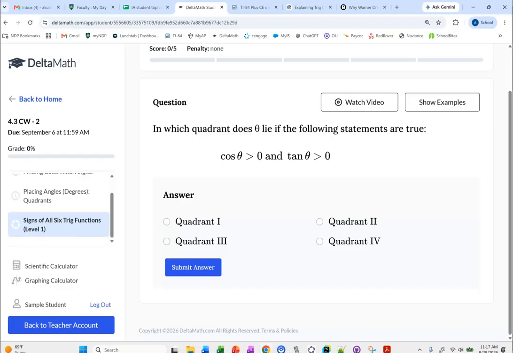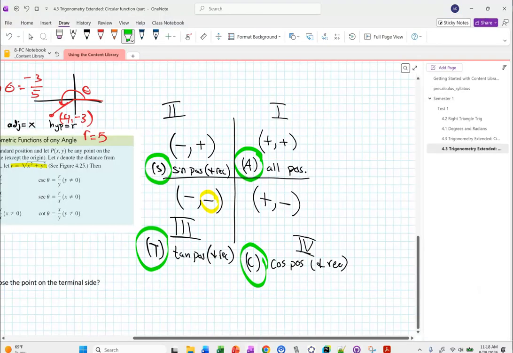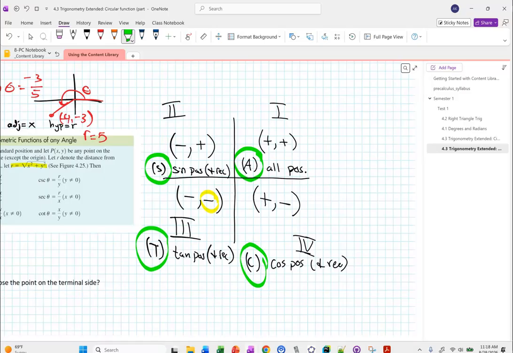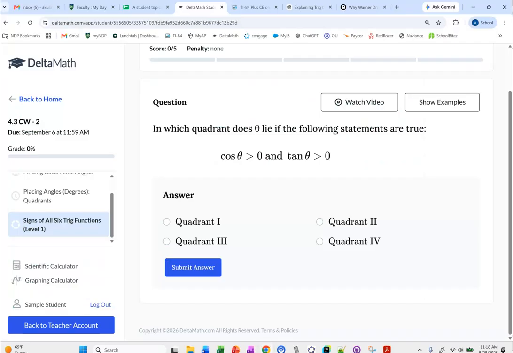Now if I go back to this Delta Math problem, it says which quadrant is cosine positive and tangent positive? If I go back and look at my chart, here sine is positive and its reciprocal. That ain't it. Here tangent's positive, but that isn't it because cosine's negative there. Here cosine's positive, but it's not it because tangent is negative. Quadrant 1, where everything is positive, is the only one that can work. So I'm going to pick quadrant 1.